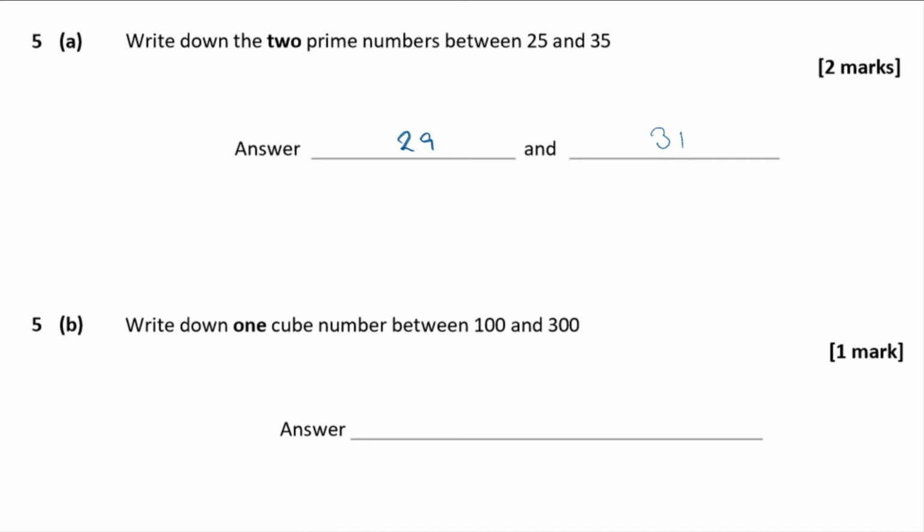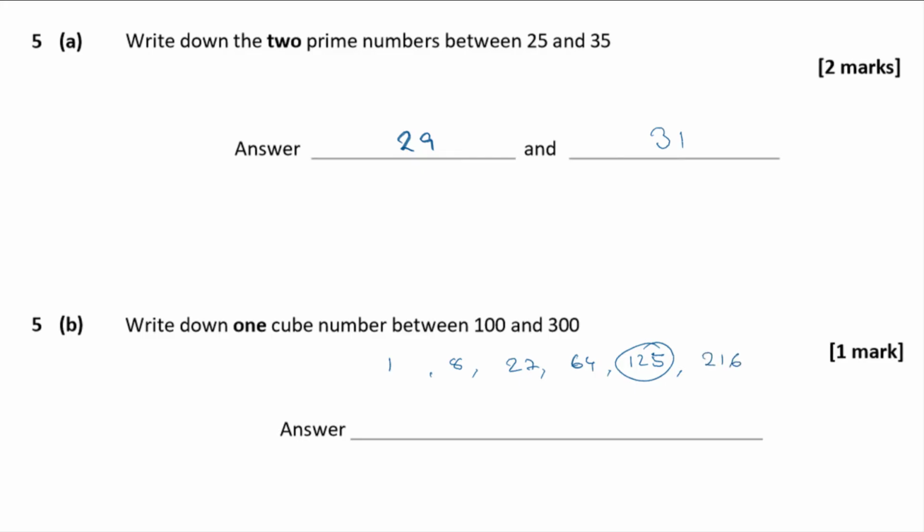Write down one cube number between 100 and 300. Again, let's just think about what the cubes are. The cubes are numbers times itself. The smallest cube is 1 times 1 times 1, which is 1. 2 times 2 times 2 is 8. 3 times 3 times 3 is 27. 4 times 4 times 4 is 64. So the first one between 100 and 300 is 5 times 5 times 5. That's 125. And then 6 times 6 times 6 is 216.